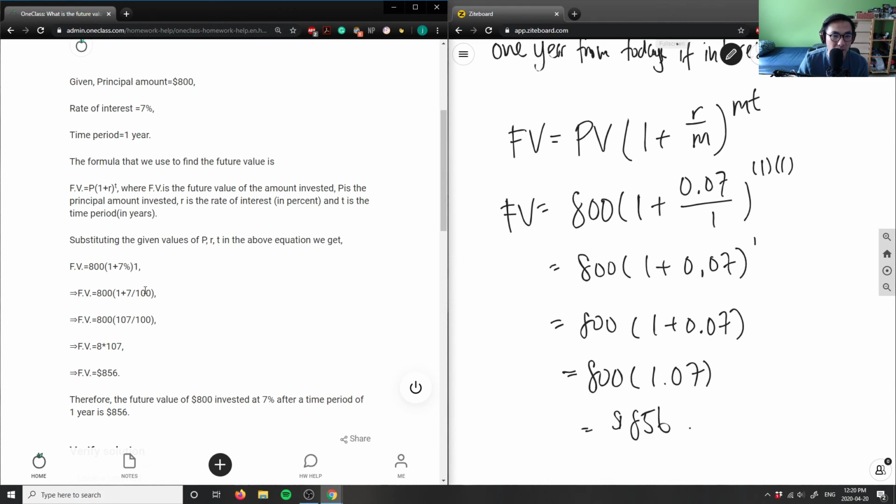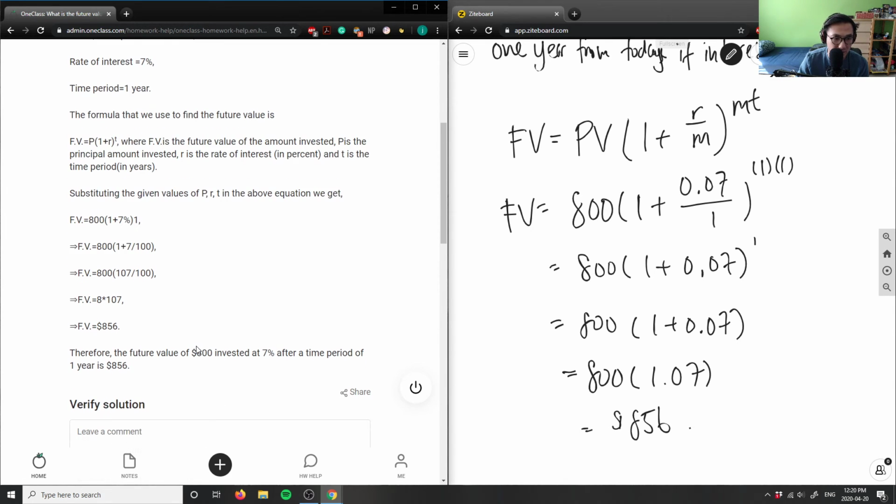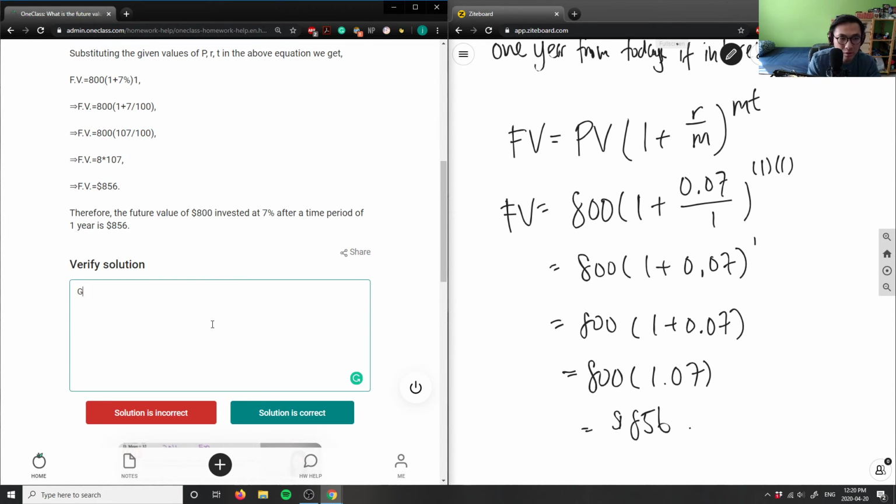They just divided by 100. Let me see. P is the principal amount invested, R is the rate of interest, and T is the time period in years. And they did 1 plus 7%, which is 0.07. So this here still gave us a correct answer. So I'm going to say good solution.